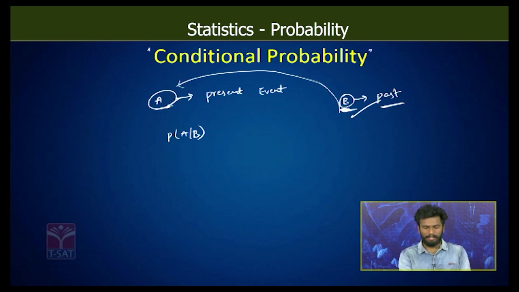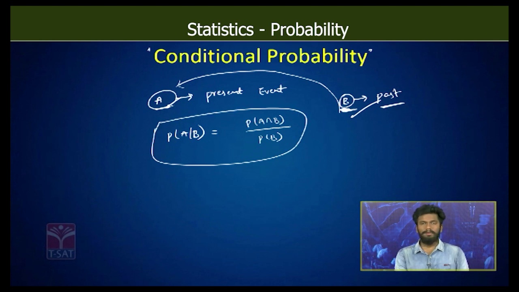See, it is denoted by P of A given B. That is nothing but probability of occurrence of event A given that B has already occurred, and it is given by probability of A intersection B divided by probability of B. We will see an example regarding this conditional probability in the last. So first we'll continue the topic from here.